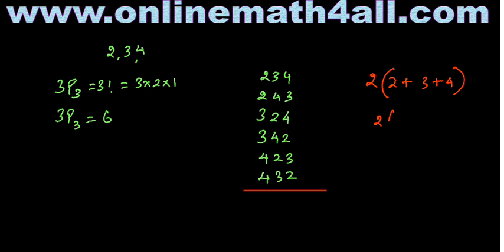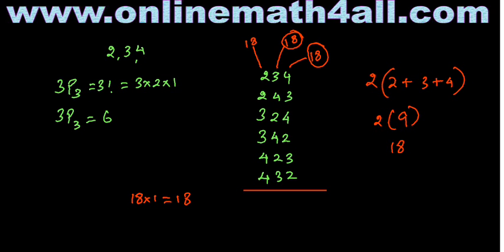So 2 plus 3 will be 5, 5 plus 4 will be 9, times 2 so 18. So in unit place we'll be getting the sum 18. In tens place we'll be getting the same sum 18 because each digit is repeated twice. And hundred place also we'll be getting the same sum 18. Since this is a sum at the unit place, 18 has to be multiplied by 1. 18 times 1 will be 18.